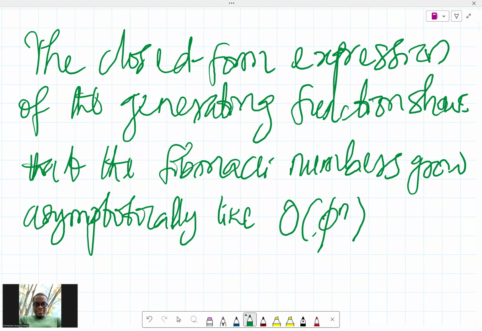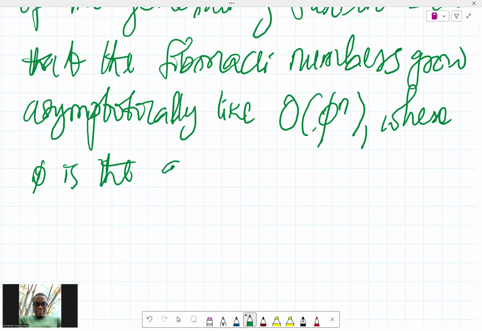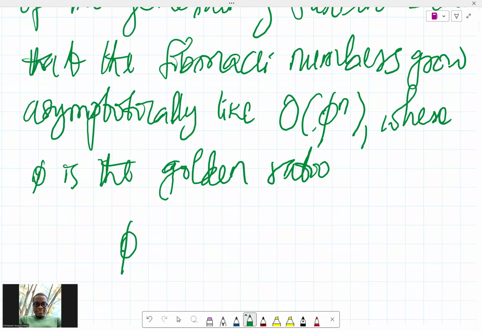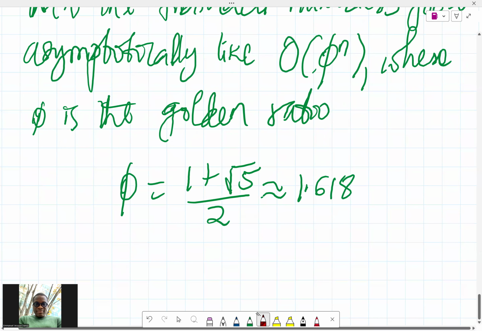So big O of phi to the n, where phi is the golden ratio. Phi is the golden ratio. So that phi is actually (1 plus root 5) divided by 2, which is approximately 1.618. Of course, this is obtained from this particular expression.